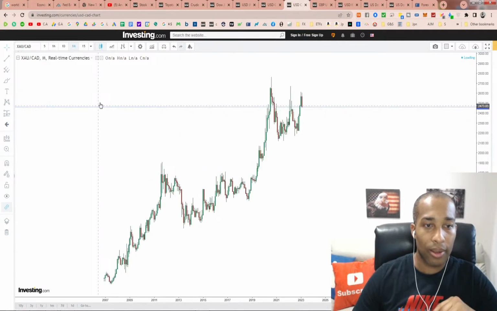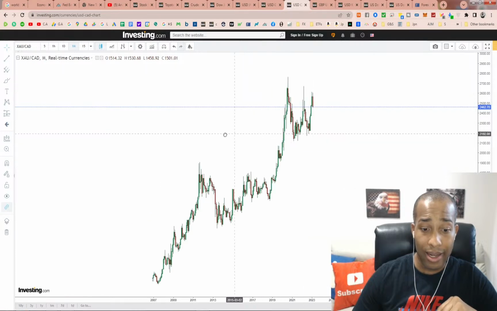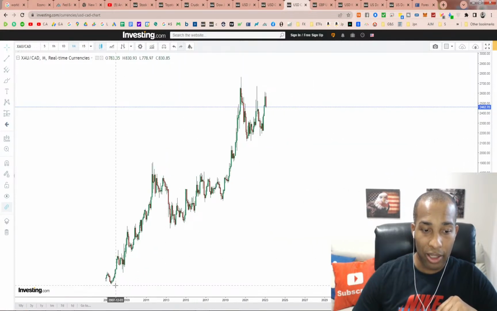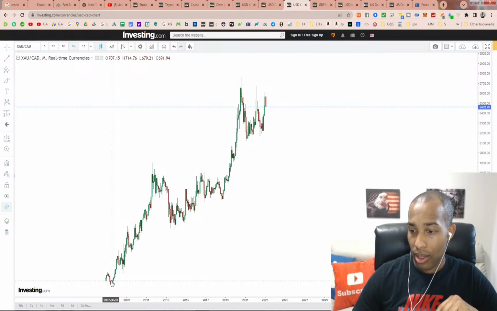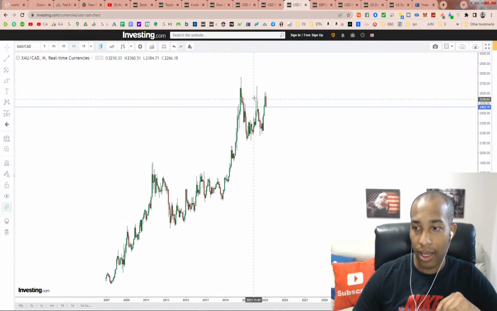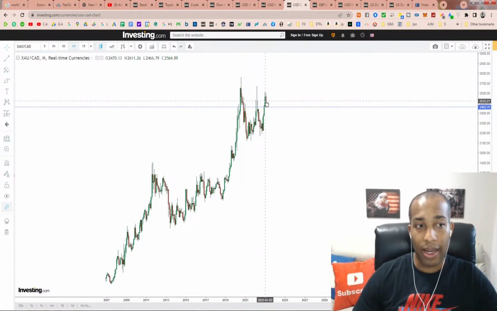Let's look at Canadian dollar. Canadian dollar, like, look at that. Back in 2007, 712 Canadian dollars. And today, you're talking about an insane growth. And is the Canadian government doing the same thing many other governments are doing? Probably spending and spending and spending. Possibly.